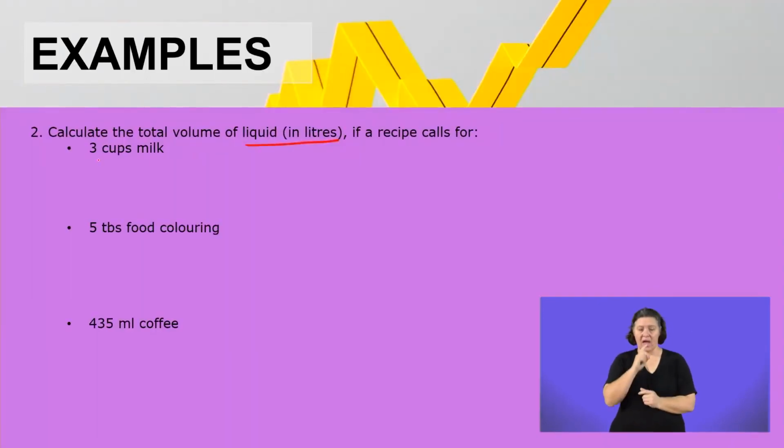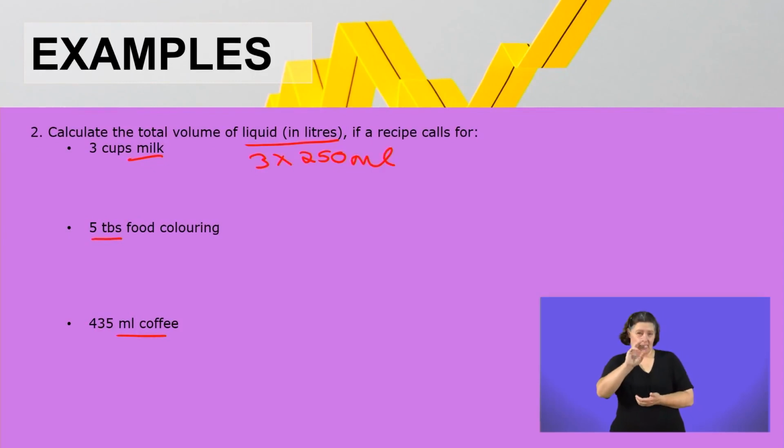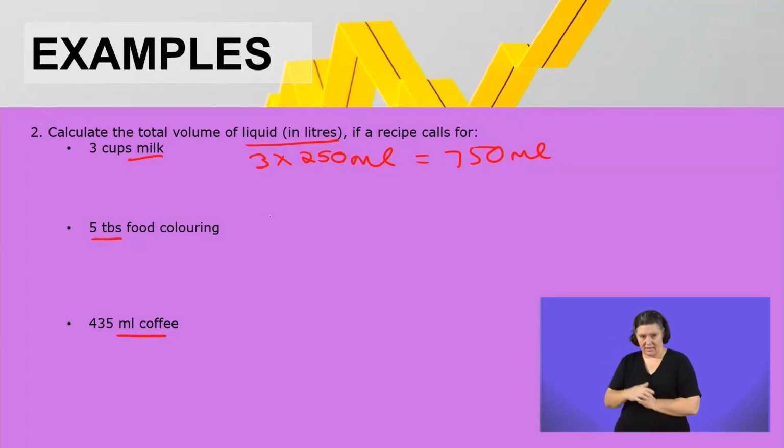Grade 12, we have a few more to do. Calculate the total volume of liquid in liters. I have 3 cups of milk, 5 tablespoons of food coloring, and 435 milliliters of coffee. Again, I must decide in which unit I want to work. So I'm going to convert 3 cups of milk. Remember, 1 cup is approximately 250 milliliters, so that gives me a total of 750 milliliters. Then I have 5 tablespoons. I multiply that by 15. 5 multiplied by 15, what should I get? I get 75, so that gives me 75 milliliters.